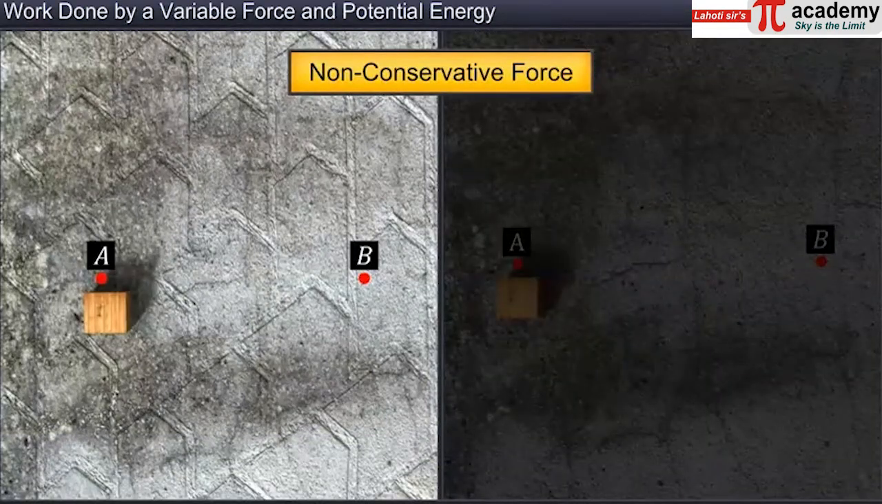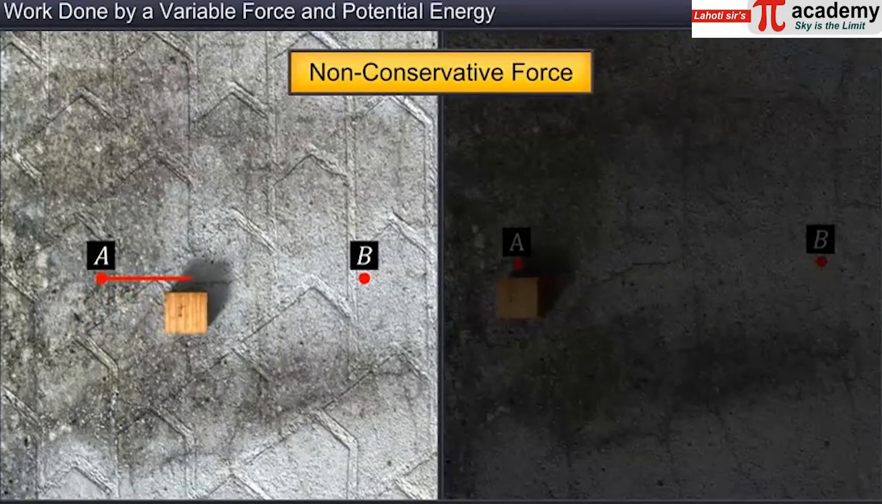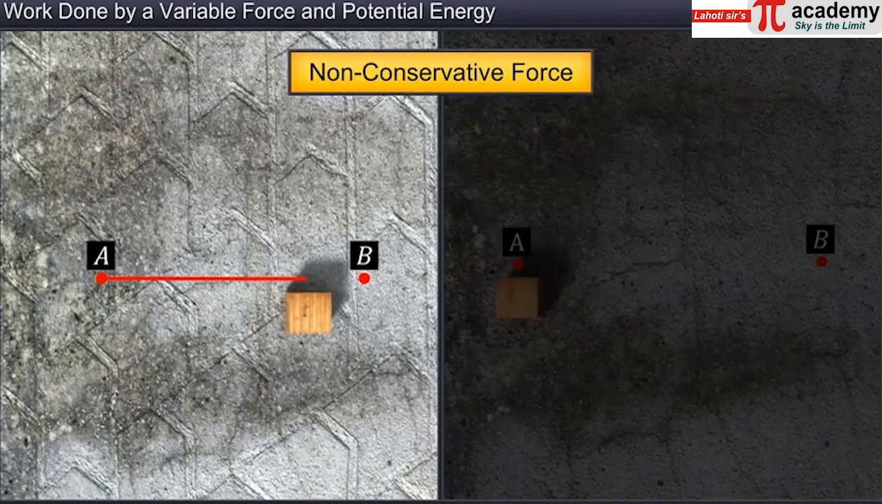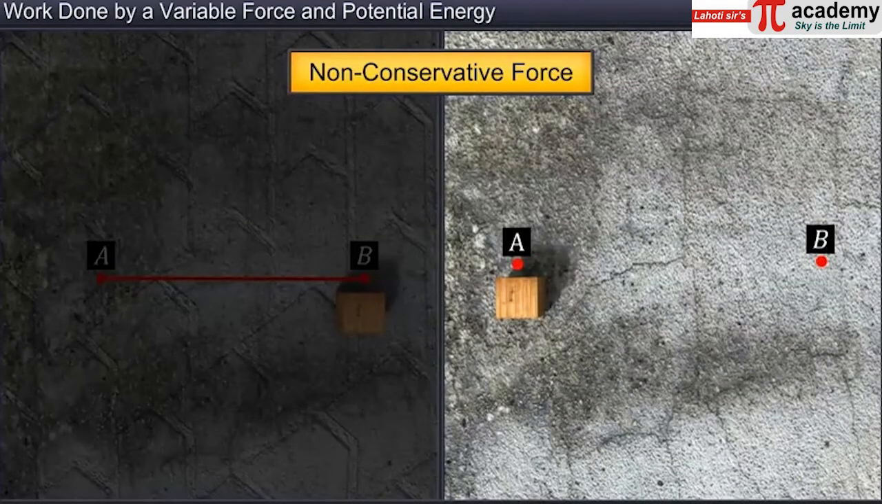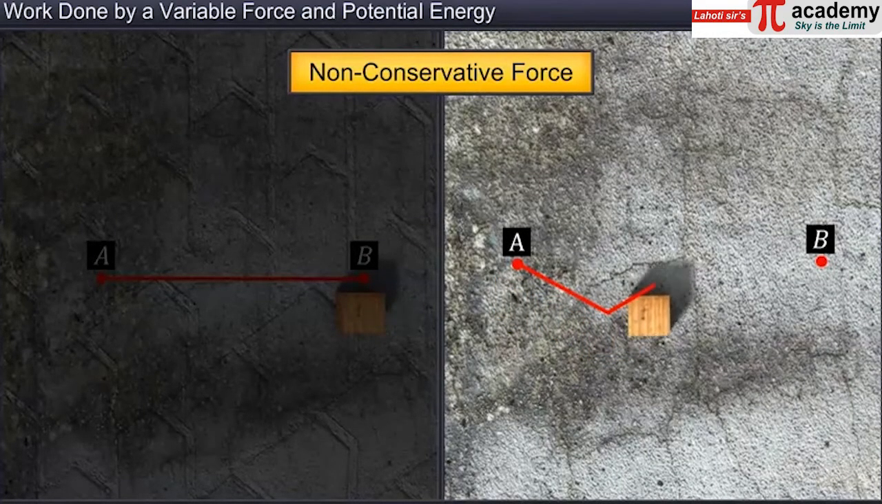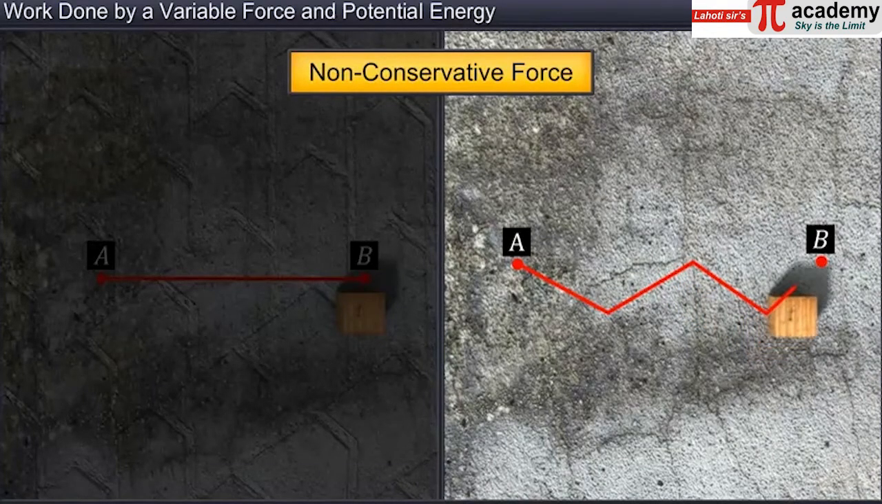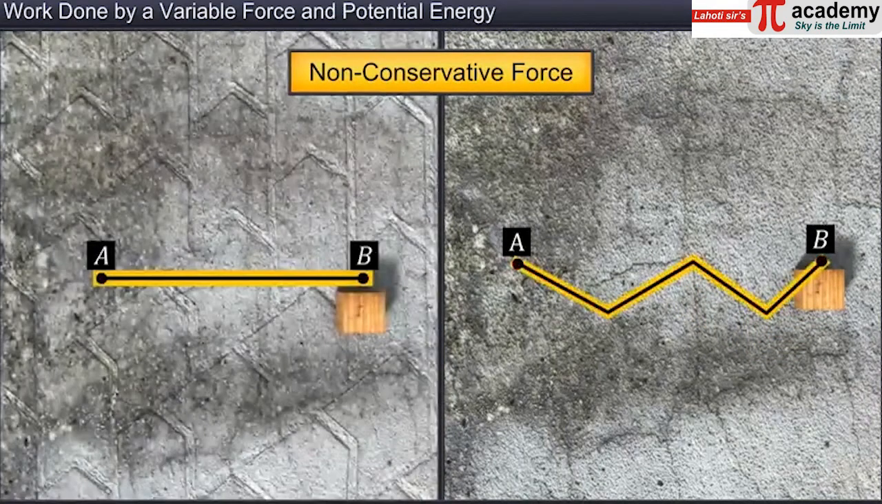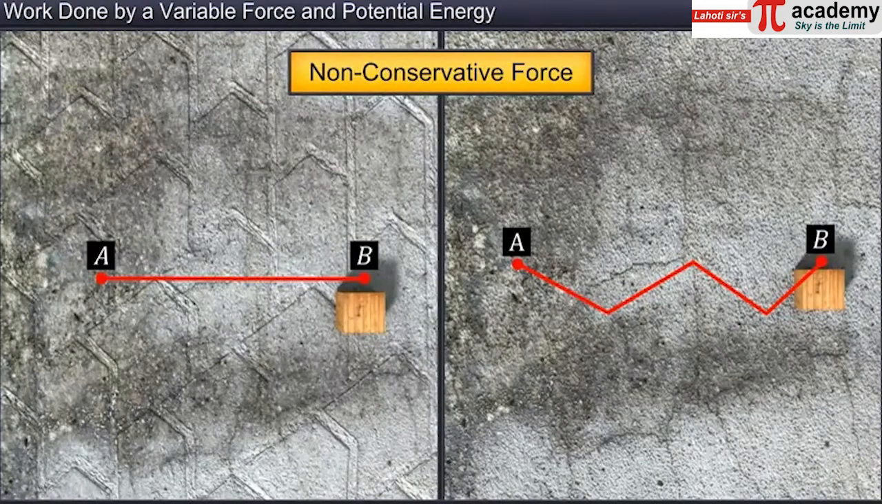In the first case, the box is moved along a straight path from A to B as shown. In the second case, the box is moved along a zigzag path from A to B as shown. The distance travelled is different in both cases. Hence, the work done to overcome the friction in both cases is different and is dependent on the path followed. Thus, friction is a non-conservative force.